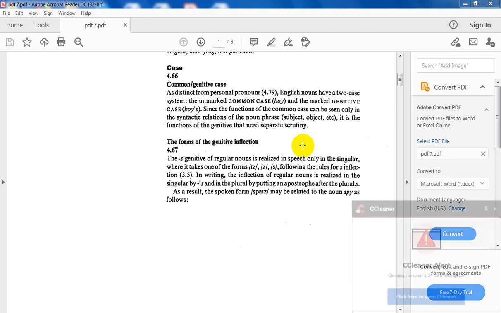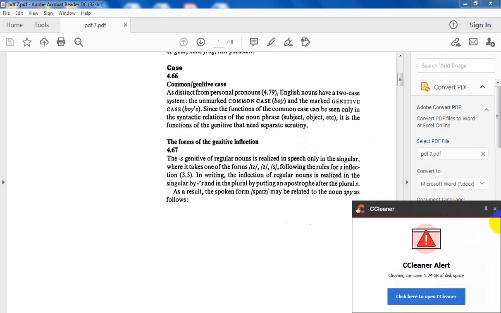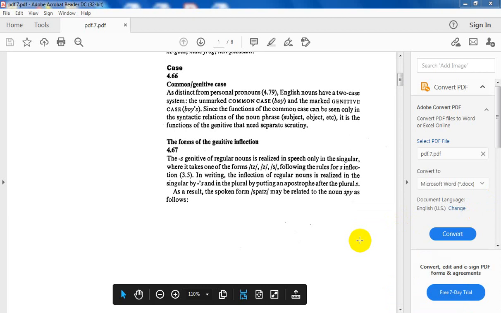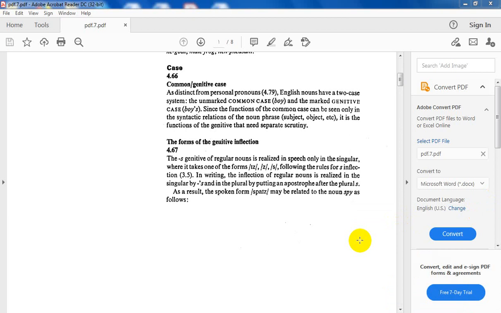The genitive case of nouns has two forms, called S genitive and of genitive. S genitive and of genitive. This is a description of how to pronounce the S genitive when added to nouns. When I add apostrophe plus S genitive to the noun, I change the case of the noun from the common case to the genitive case.